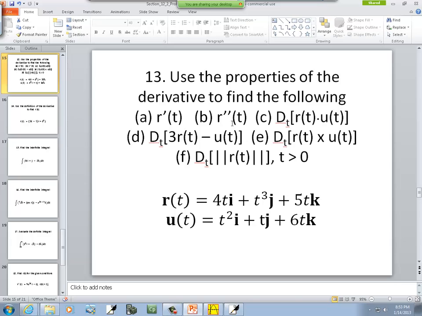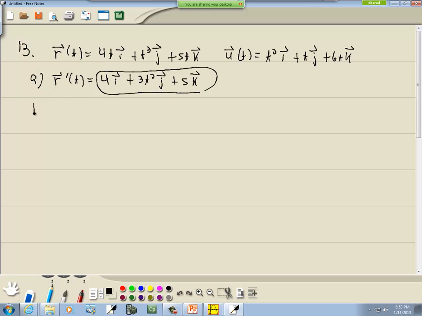Part B, find our second derivative. So for our second derivative, we'll take the one we just found and take the derivative again. Now the derivative of 4 is 0, so that's 0i, so it drops away. 3t squared becomes 6t j. And 5, the derivative of 5 is 0, so that drops away. So this would be our second derivative.